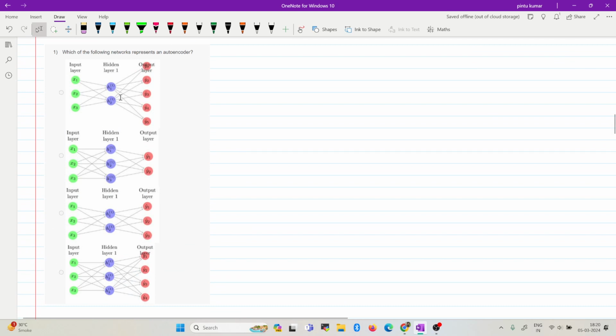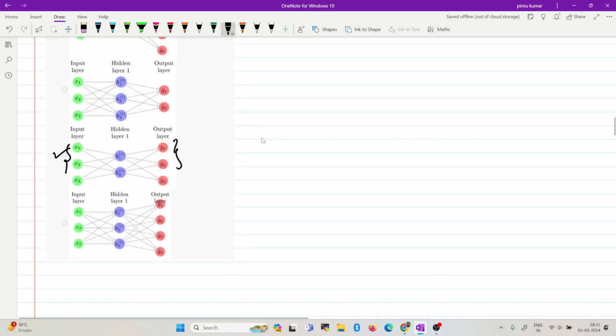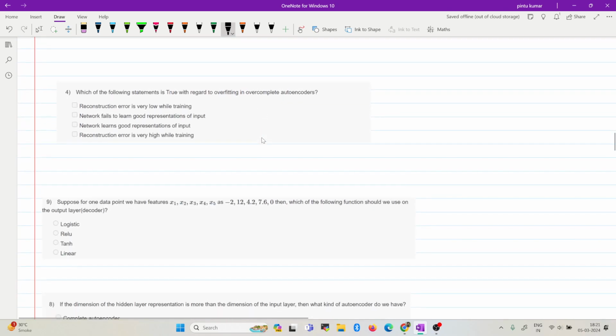The first question is, which of the following networks represents an autoencoder? The only thumb rule for an autoencoder is that your input should match the output. The third one is correct, because the input size over here is the same as the output size over here. For the other examples, you'll see the length of input and output varies.